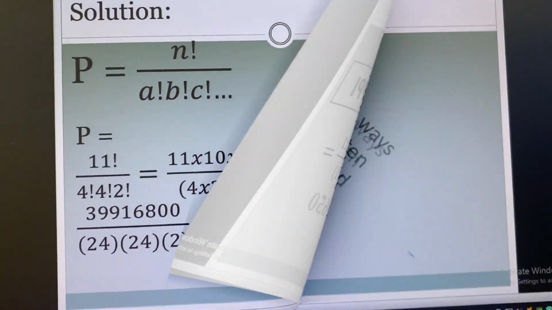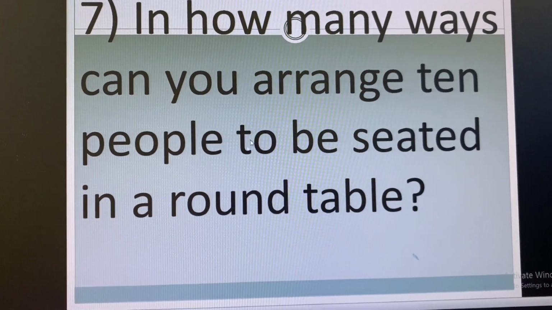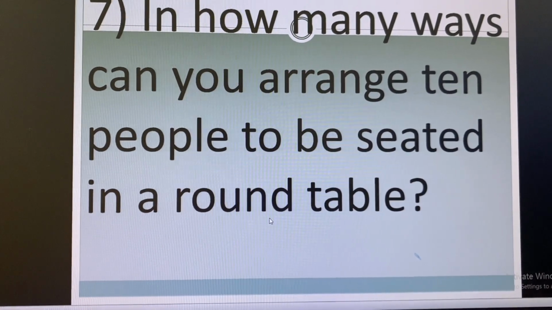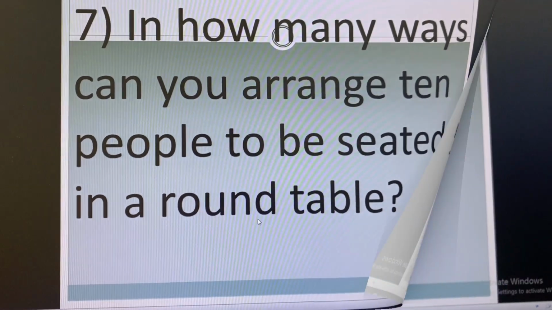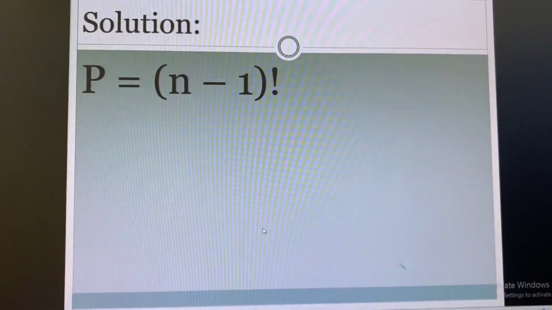All right. Next question. Question number 7. In how many ways can you arrange 10 people to be seated in a round table? So take note, this is a round table. The solution will be P equals (n minus 1) factorial.